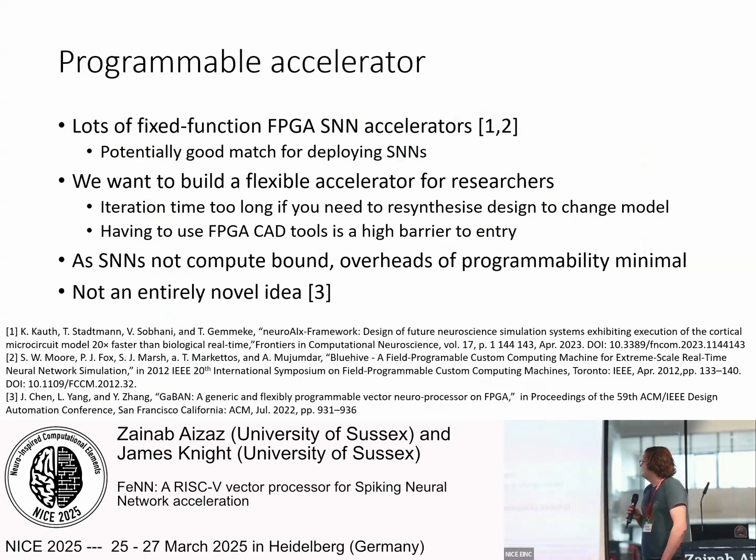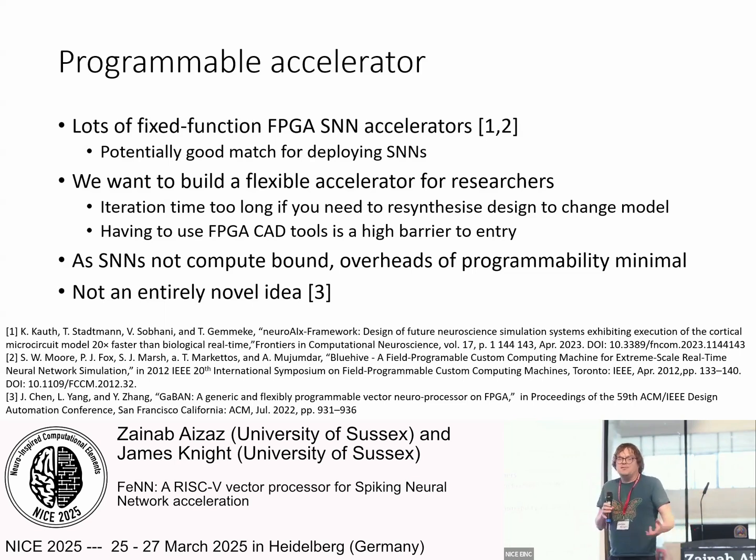So what are we going to build? There are lots of fixed function FPGA spiking neural network accelerators, including one by these guys here, which looks really cool. And this is potentially an awesome match for deploying spiking neural networks. A lot of the advantages apply equally here. But we want to build something flexible, a flexible accelerator for researchers. So at the top end of the cool triangle diagram we really had the last talk, tens of watts to hundreds of watts accelerators for bigger problems and research and training.